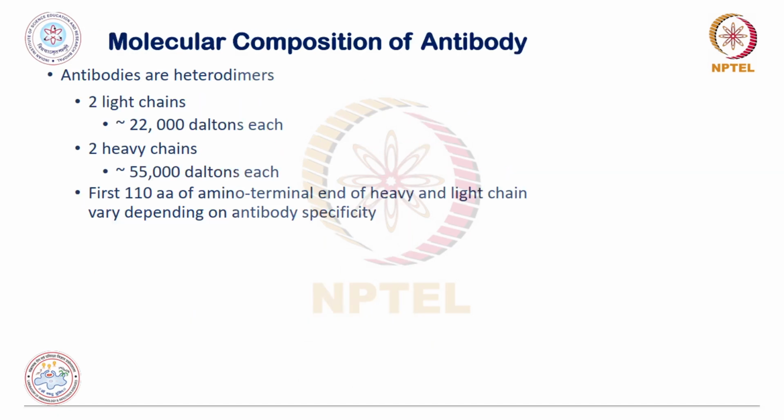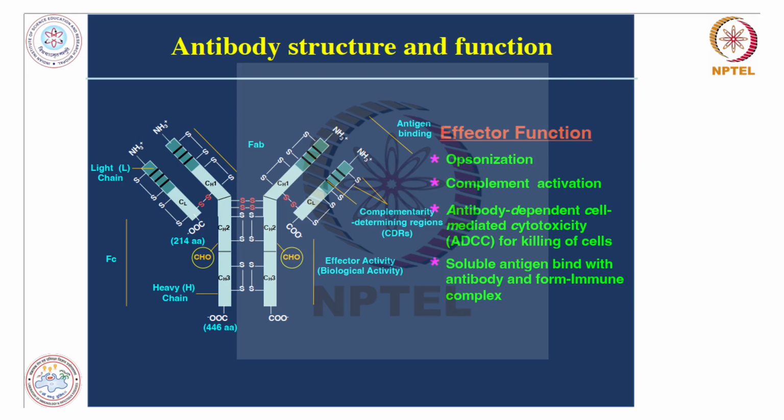The molecular composition of an antibody is that antibodies are heterodimers. They have two light chains and two heavy chains, and the first 110 amino acids of the N-terminal end of the heavy chain and light chain will vary. They will be different for each antibody, and they will decide the antibody specificity, which we will study in detail in the antibody structure. So here we can see a typical structure of the antibody.